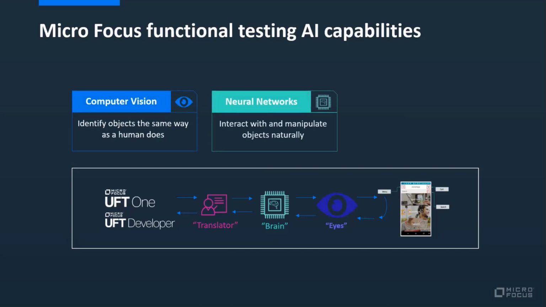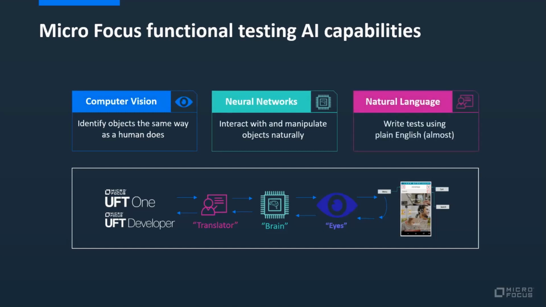So the brain is actually using the neural networks, or to be more precise, the artificial neural networks that help us to interact with the different objects in a natural way. And last but not least, the translator, which helps us to write tests using plain English. And I would say almost, because we still want to keep a structure that will make sense to the entire team, and not just one person will understand what he wrote in plain English.